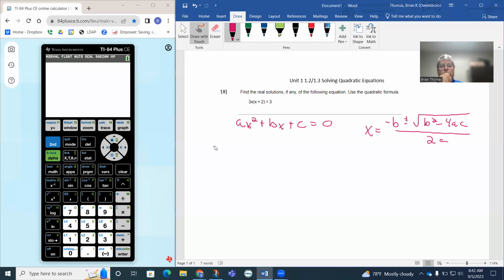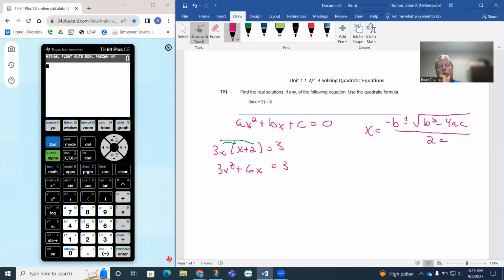So if I look at this equation, I have 3x times the expression x plus 2, plus 3, equals 3. So the first thing to make it look like quadratic form is to remove the parentheses. We have to multiply the 3x through the parentheses using the distributive property. So 3x times x would be 3x squared, and 3x times 2 would be 6x. And then this is going to equal 3.